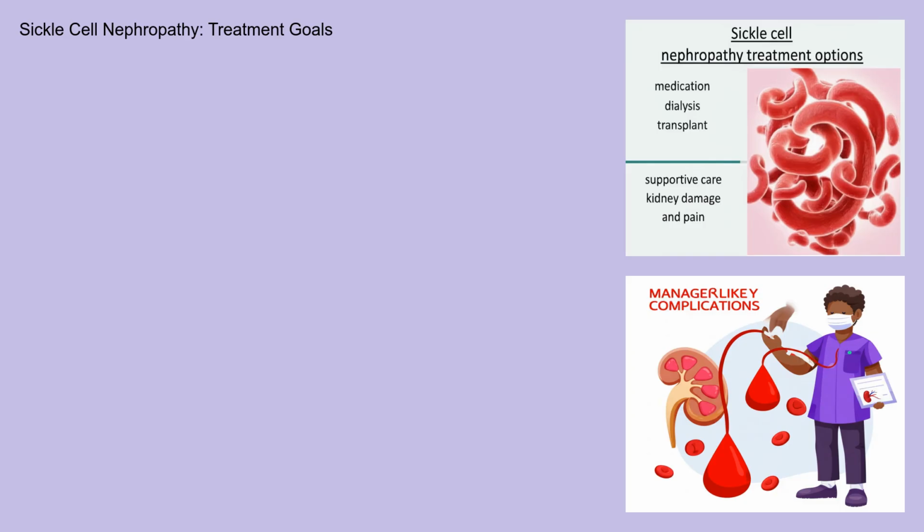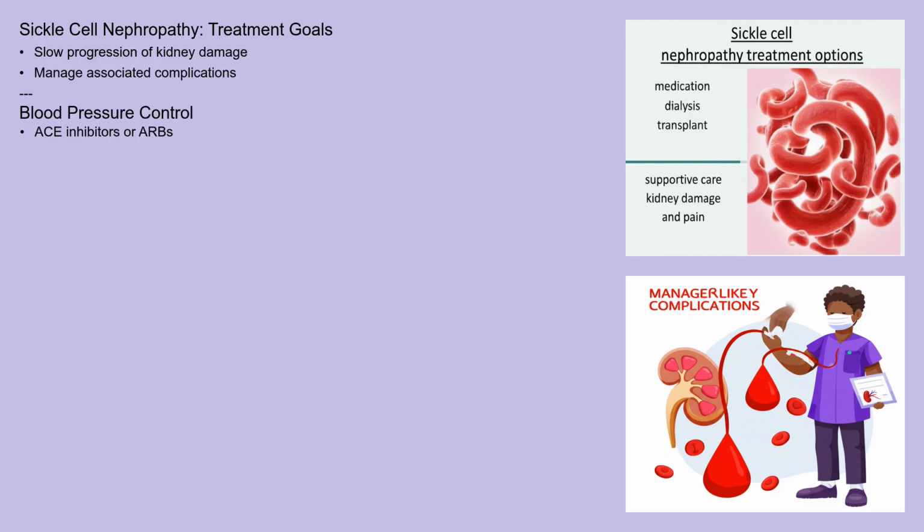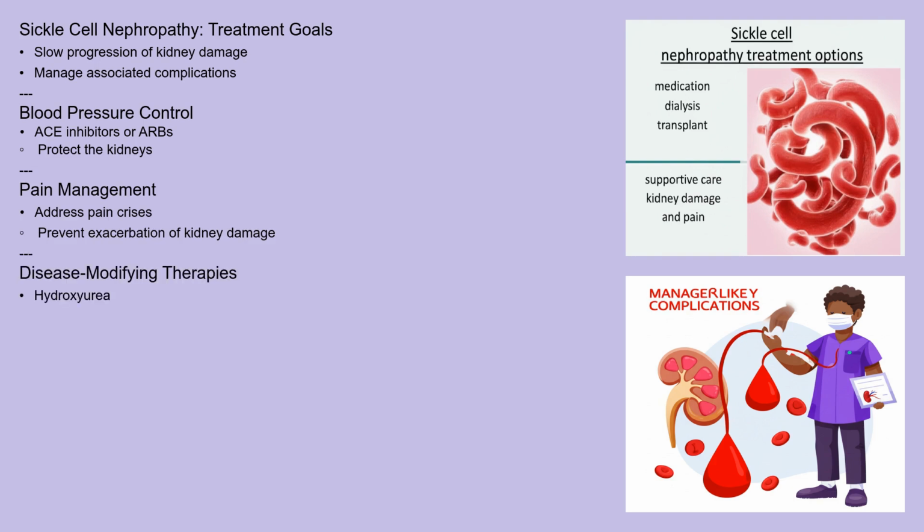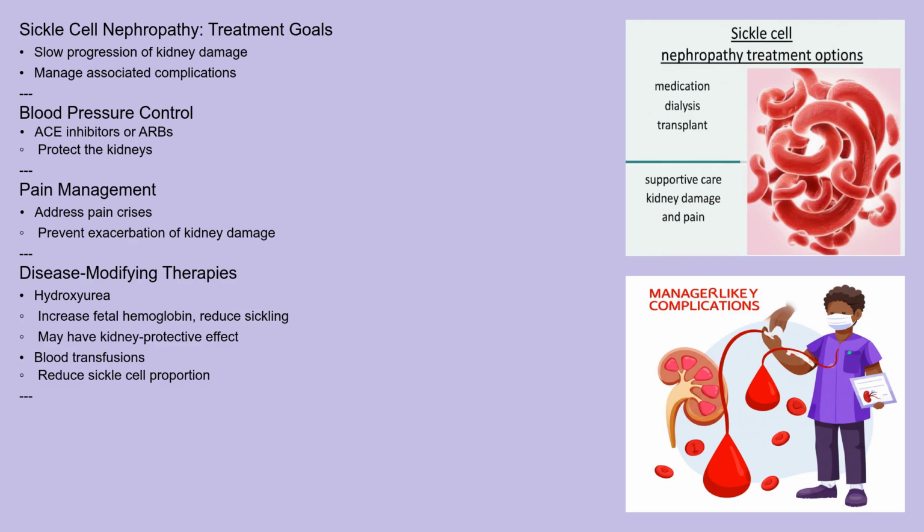The treatment and management of sickle cell nephropathy are focused on slowing the progression of kidney damage and managing associated complications. Blood pressure control with ACE inhibitors or ARBs is crucial to protect the kidneys. Pain management is also important to address pain crises that can exacerbate kidney damage. Hydroxyurea, a medication used to stimulate fetal hemoglobin production and reduce sickling, may have a protective effect on the kidneys. Blood transfusions can also reduce the proportion of sickle cells. For advanced stages, dialysis or kidney transplantation may be necessary to maintain life.